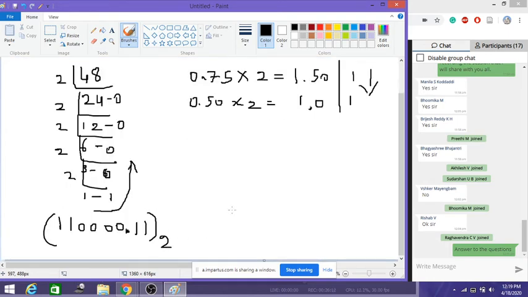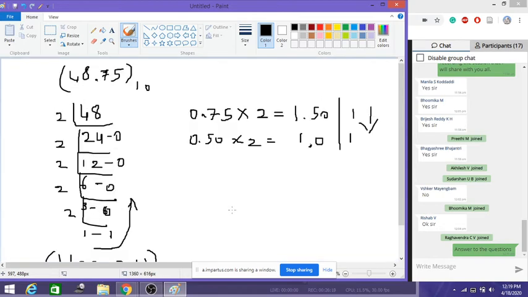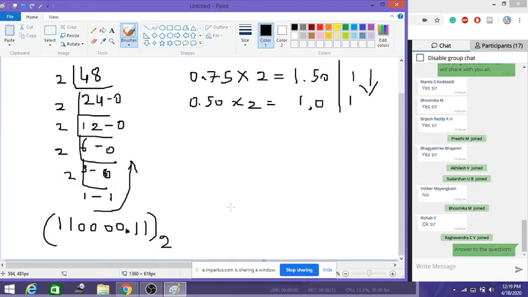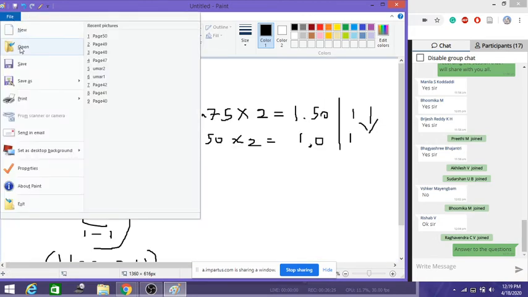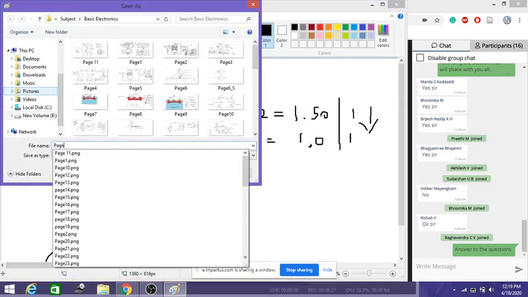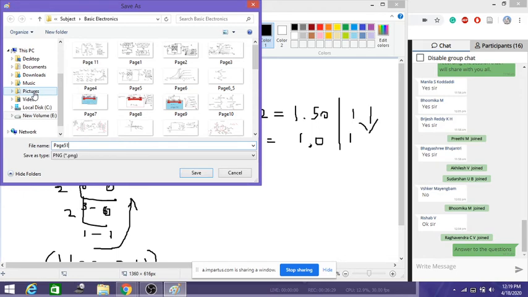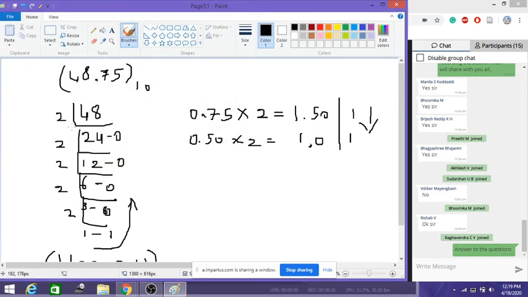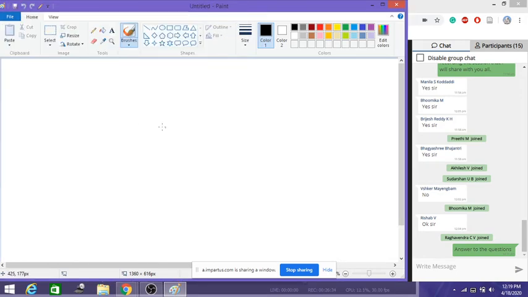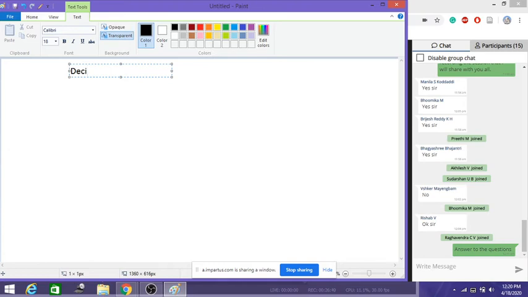So this is how we can convert it. Like this you can take any number and practice the conversion of decimal to octal. Sorry, decimal to binary. So now let us see the conversion of decimal to octal. Let me save this page here again. Okay, let me take a new page. So here we'll see the conversion of decimal to octal.